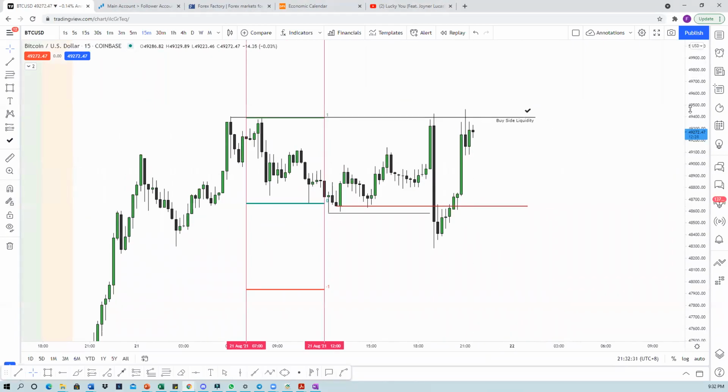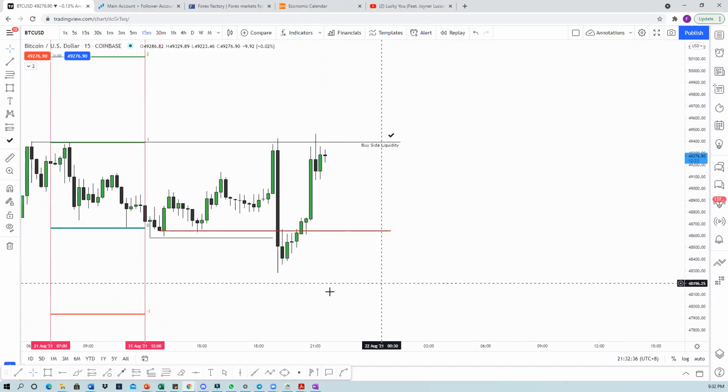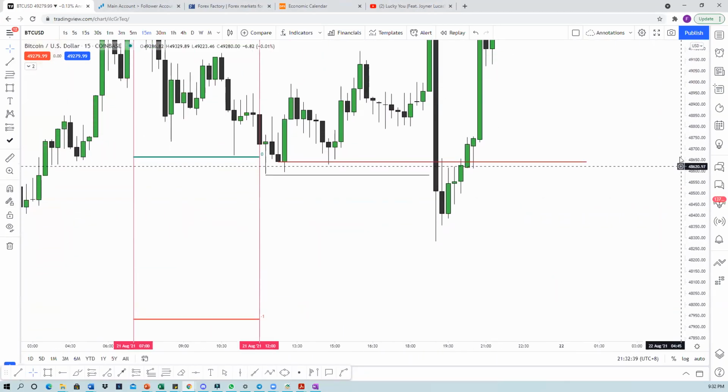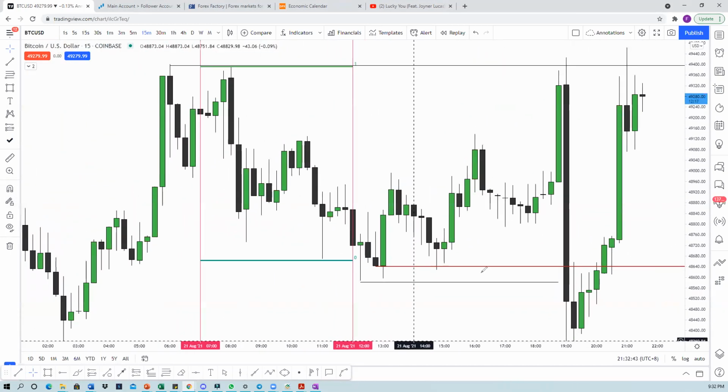Now look, a lot of people, as I was saying, call every down close candle a bullish order block. But the thing is, not every down close candle or up close candle is a bullish or bearish order block.